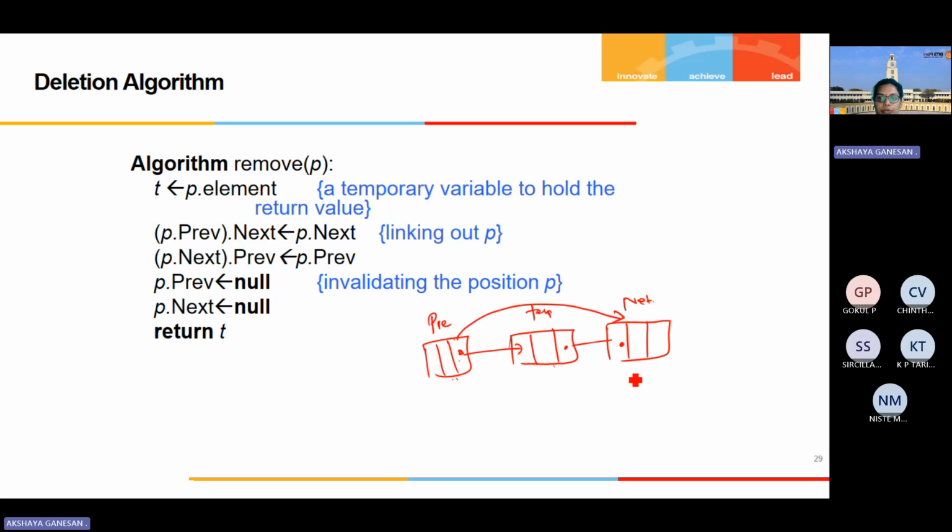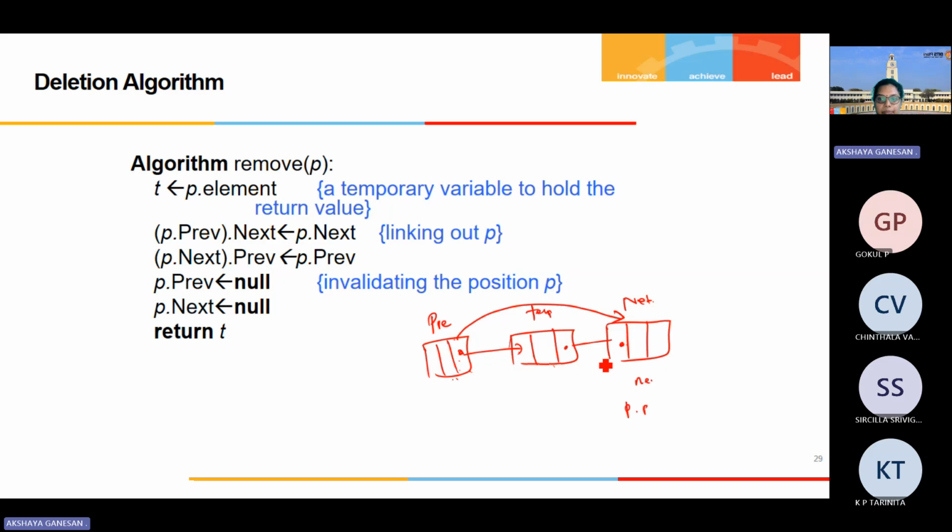Now this value, you have to copy it. You have to mark this node, right? So this node's dot previous, you will copy, so this is pointing to this node. And then you return T and delete T. Okay, so you have to invalidate the positions.